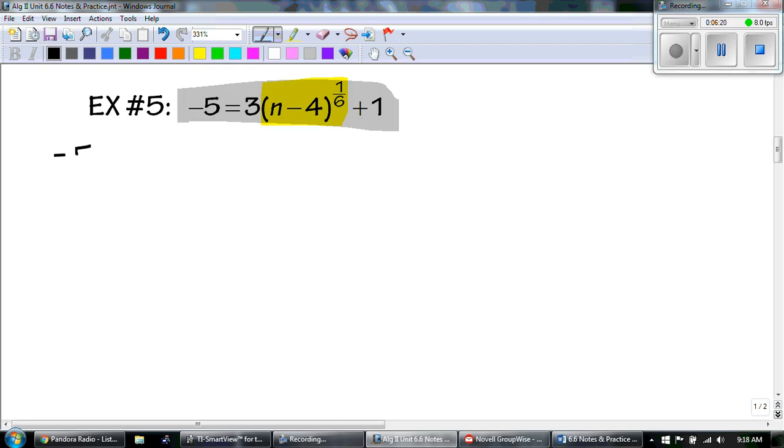Okay? So, number 5, we have negative 5 equals 3 times the 6th root of n minus 4, plus 1. So why don't you guys solve up until the root? Go ahead and pause the video, and good luck.